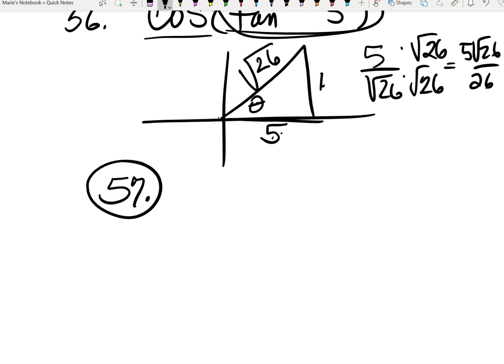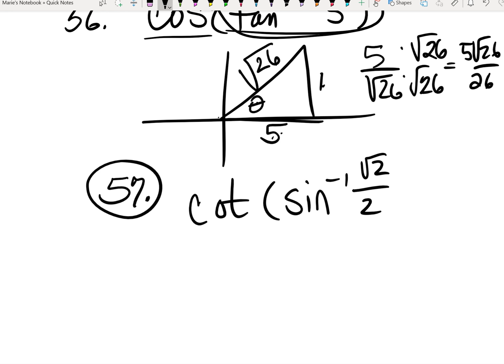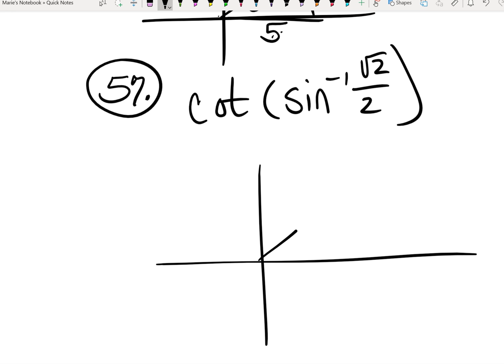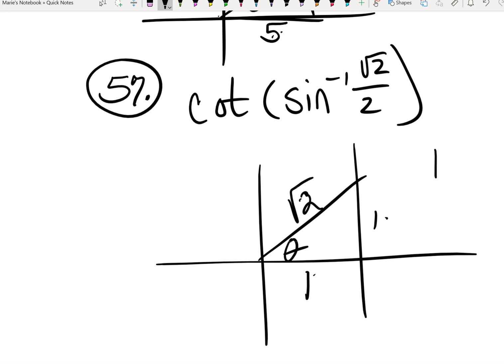Cotan of sine inverse of square root of 2 over 2. Alright, well, with this we already know square root of 2 over 2. If I draw my triangle, we know that this is a 45 degree angle. So this is 1, 1, square root of 2. This is your theta sitting here. We know that SOH would give us 1 over square root of 2, which if I multiply by square root of 2 over square root of 2, becomes square root of 2 over 2, which is what we have there.